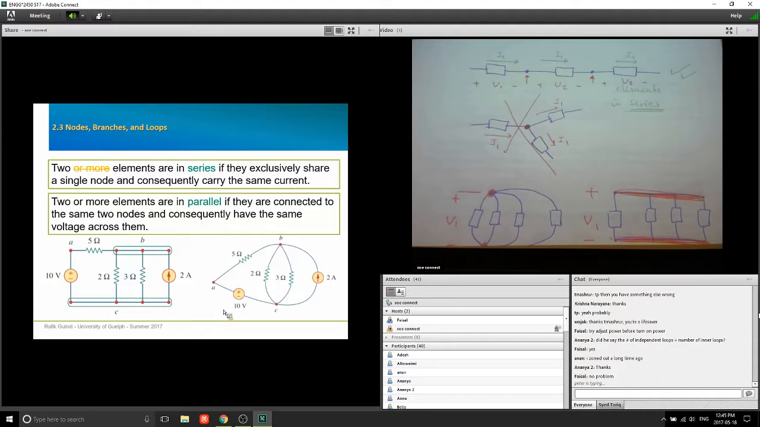The 2 ohm and the 3 ohm resistor, they're definitely in parallel, but there is something more. And the 2 amp current source, those 3 branches are in parallel. The 10 volt source is in parallel with the 2 ohm resistor. Why not?